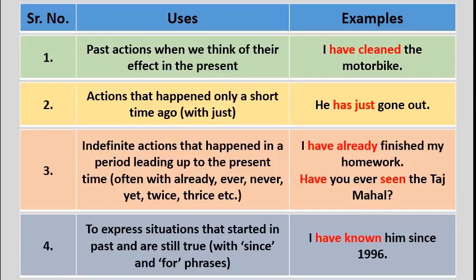Number 4. To express situations that started in the past and are still true. It is used with since or for phrases. Or we can say to denote an action beginning at some time in the past and continuing up to the present moment. For example, I have known him since 1996. So these were the uses of present perfect tense.